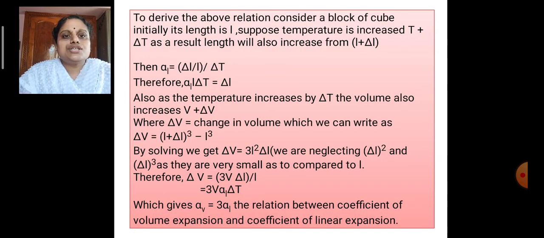To derive a relationship between alpha L and alpha V, we suppose that we have a cube block which has a length L, and suppose its temperature is increased from T to T plus delta T, and as a result its length increases from L to L plus delta L. Then according to our equation, alpha L is equal to delta L by L divided by delta T, or alpha L into delta T is equal to delta L.